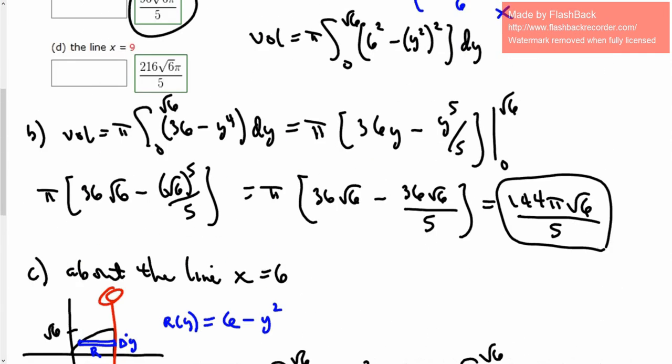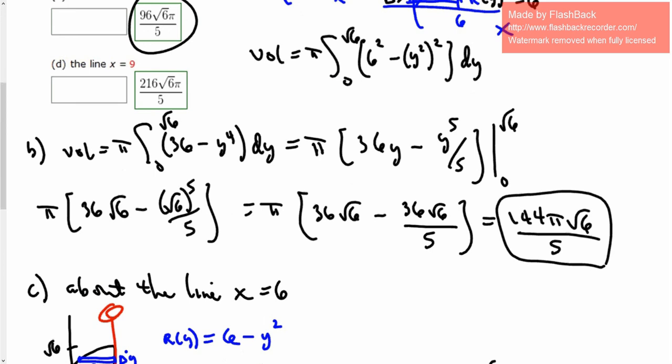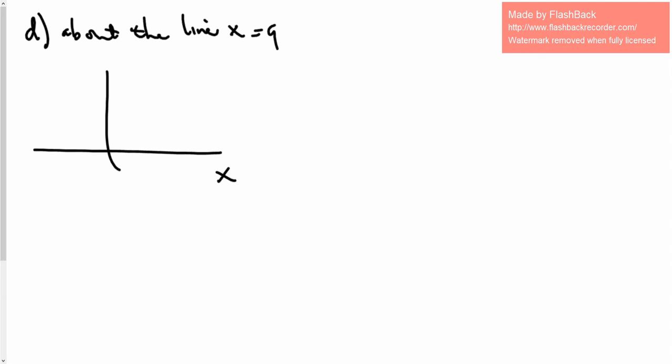Now part D, I'm going to have to put on the next page. This is to revolve this about the line x equal to 9. So we have this shape that goes to 6, not 3. I don't know where I got that from. And then you want to revolve it about the line x equal to 9.